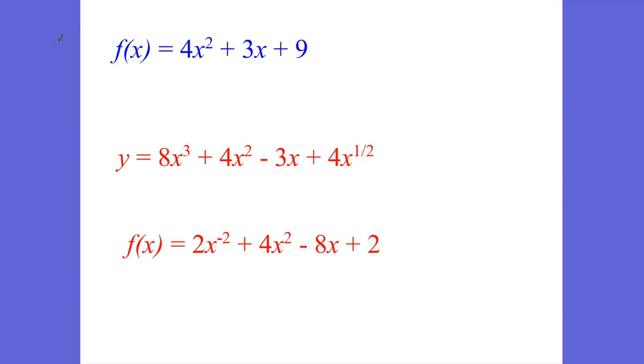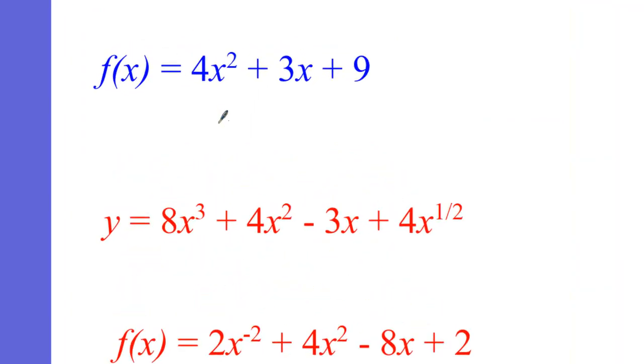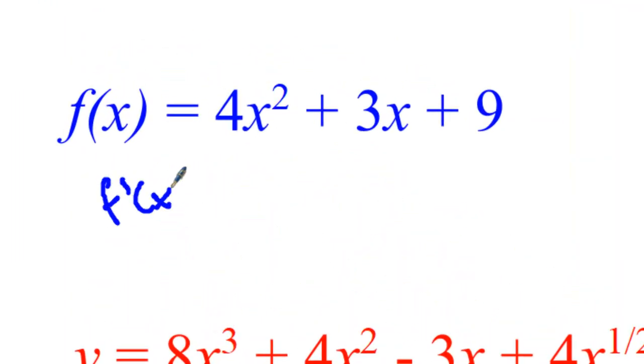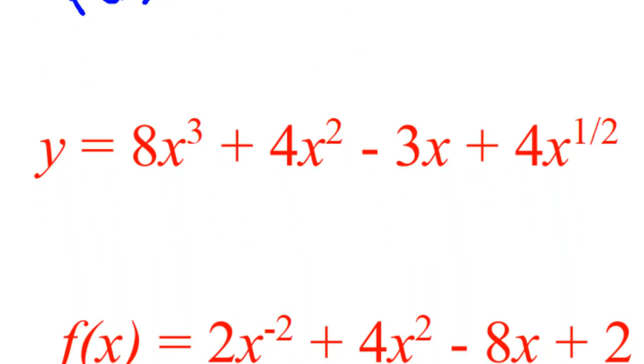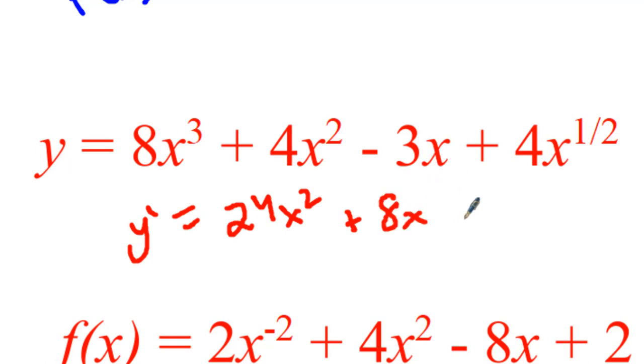So let's do just a few more problems, okay? This problem right here, we have f prime of x is equal to, we multiply out, 8x plus 3. Let's take a look at this one right here. My y prime equals, we're going to use my power rule, 24x squared plus 8x minus 3. And look at this last one.